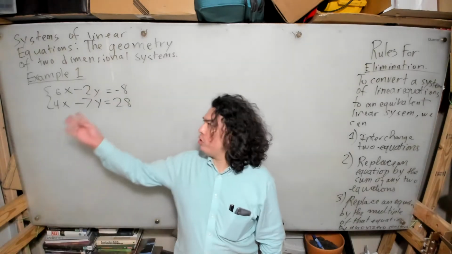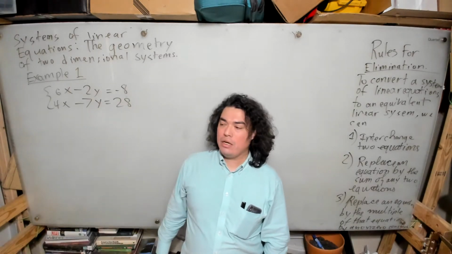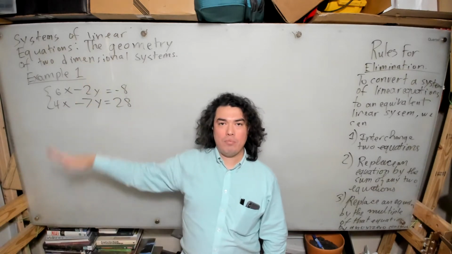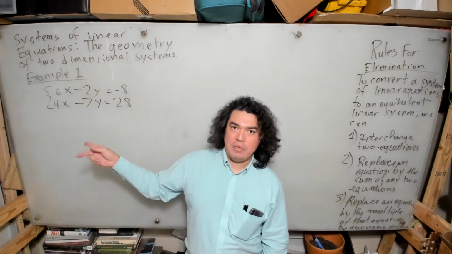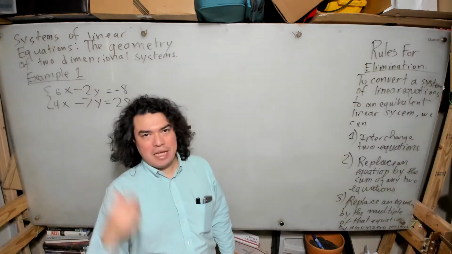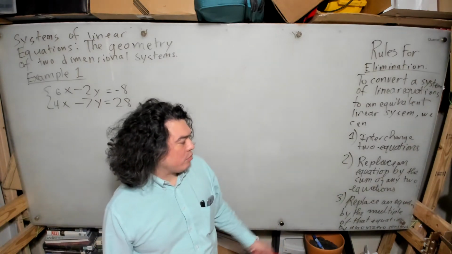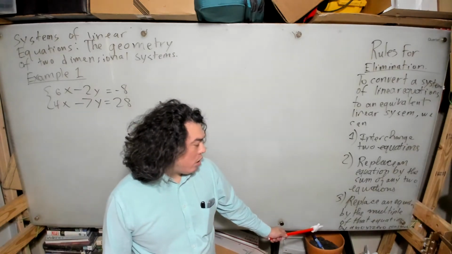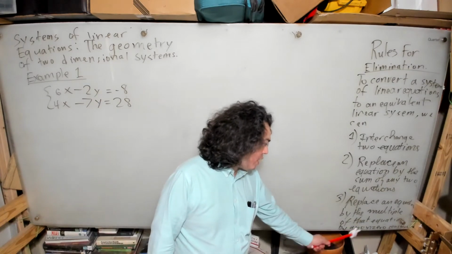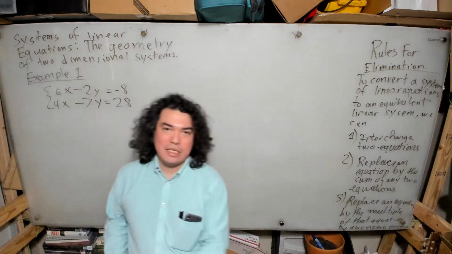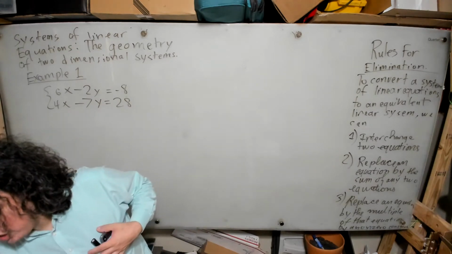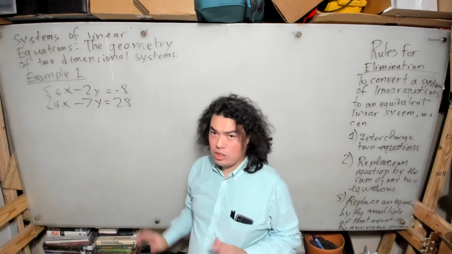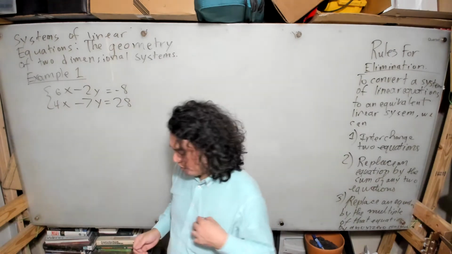Number two, we can replace one of the equations by the sum of any two equations. In this case there are only two equations, so it seems trivial, or like overkill. But if you were dealing with more equations, it makes more sense to replace an equation by the sum of any two equations. And number three, we can replace an equation by a multiple of that equation by a non-zero constant. What that says is that for any equation in this linear system, we can multiply it by a non-zero constant and we will recover an equivalent system.